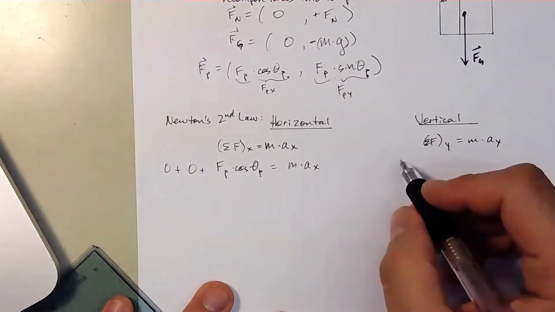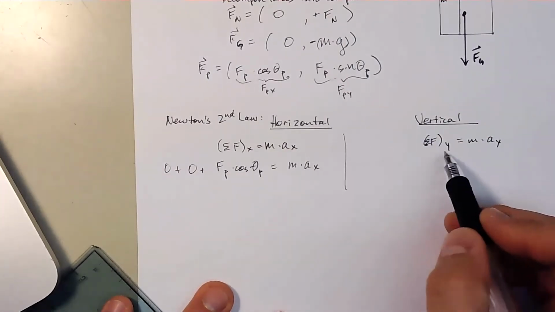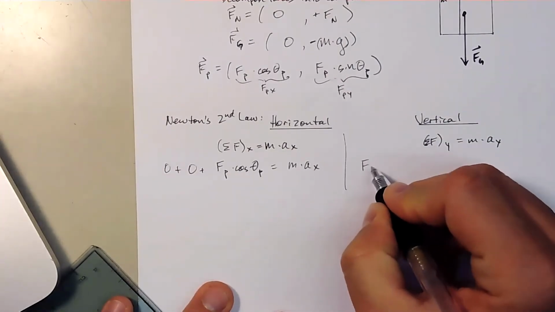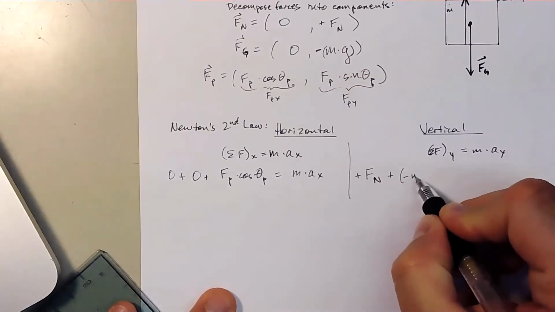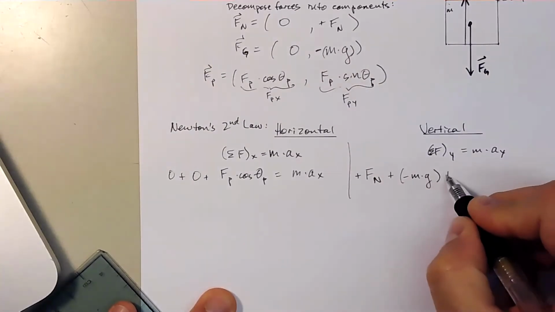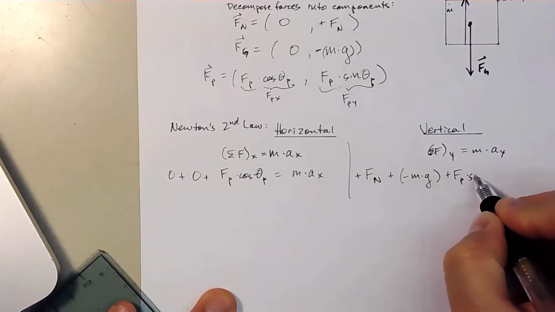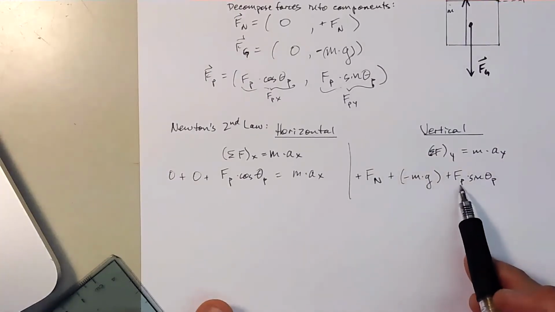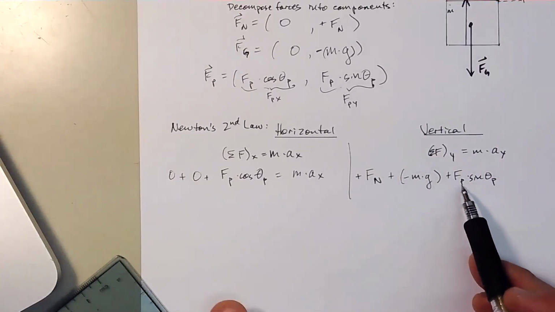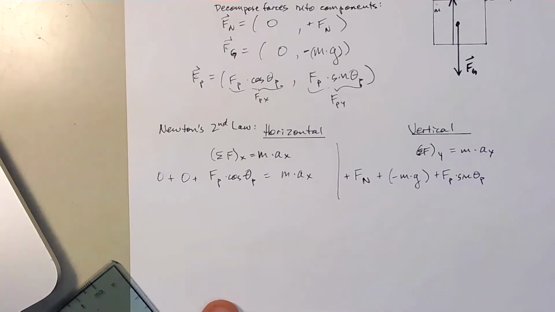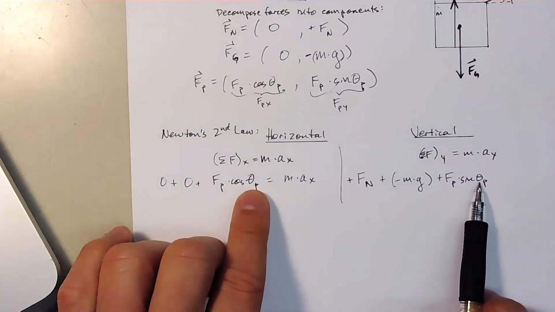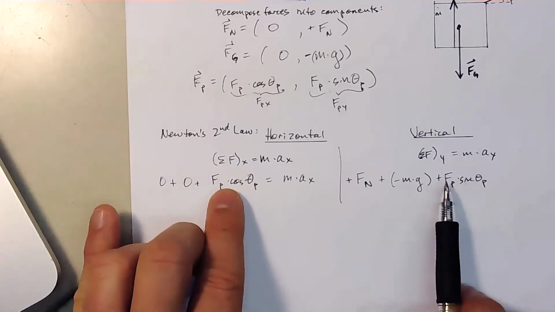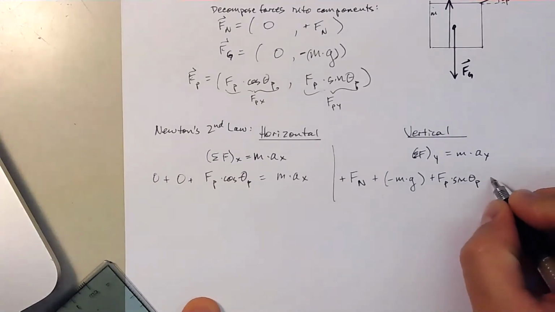Adding up all the y components of all the forces, this side has a lot more going on. Y component of normal force, y component of weight, y component of the person's pulling force, where this is the magnitude, so that's a positive quantity. And depending on the value of theta, the y component could be positive or negative. But this is the magnitude, so it's always positive.